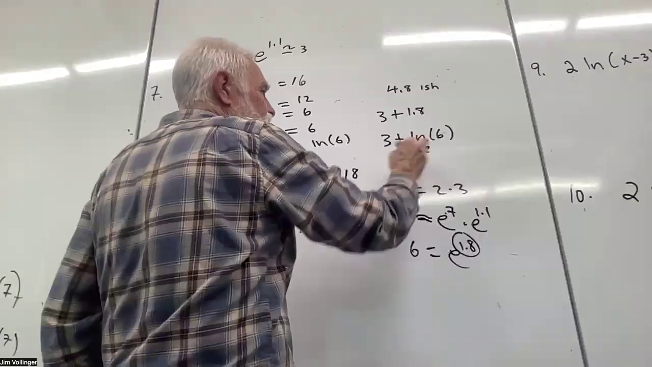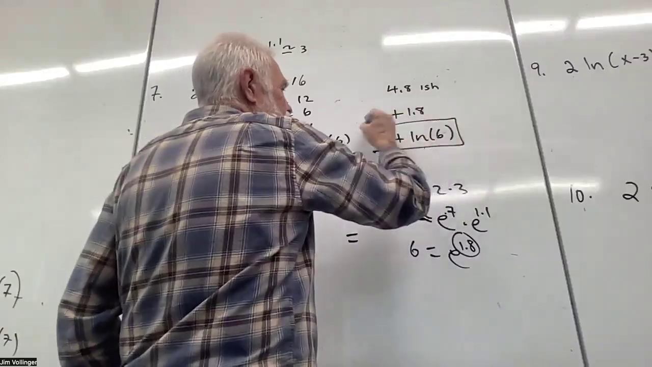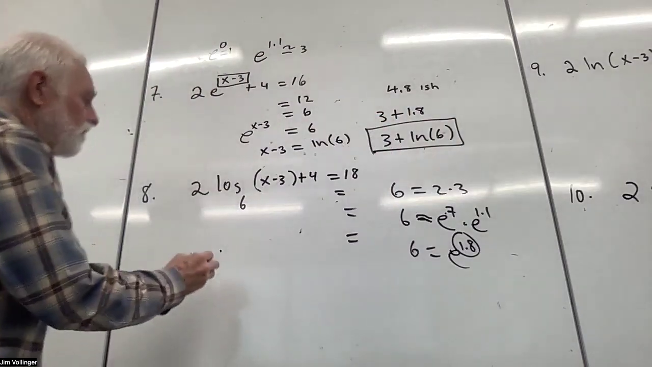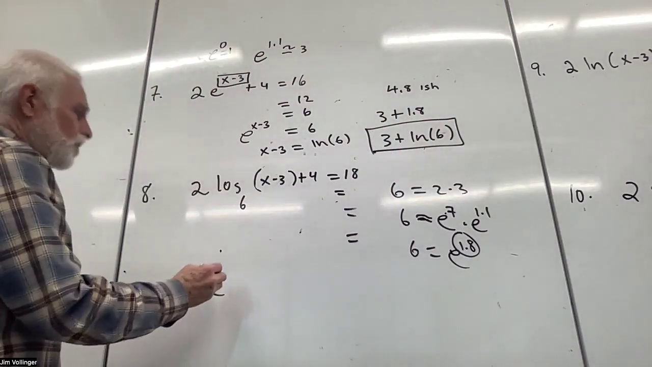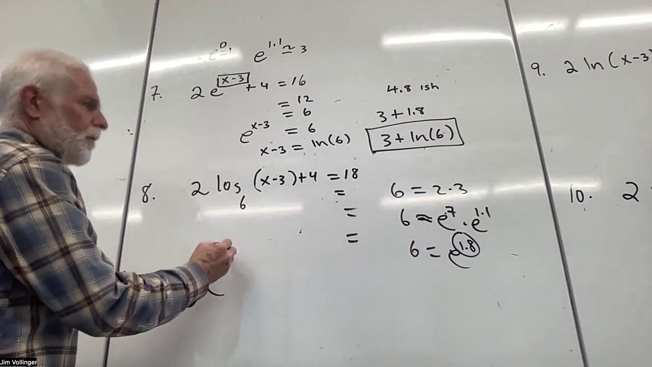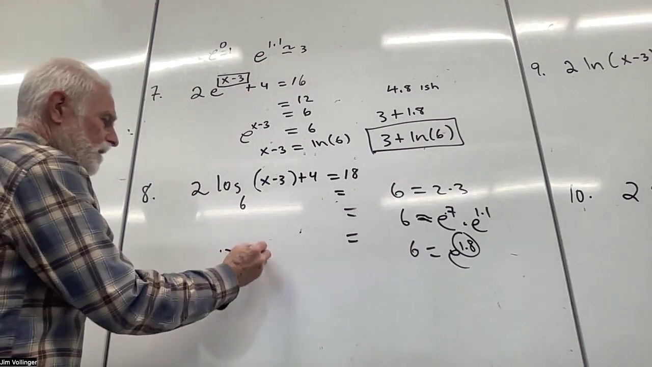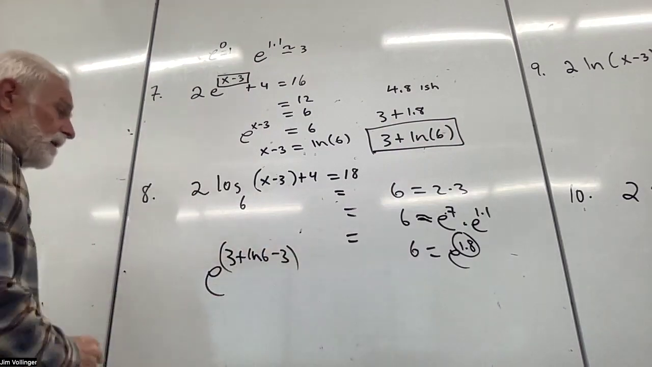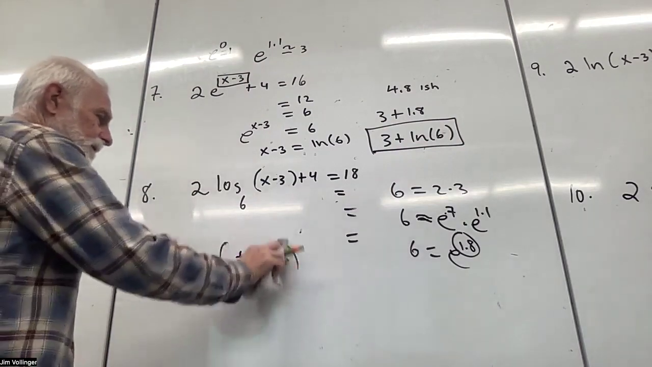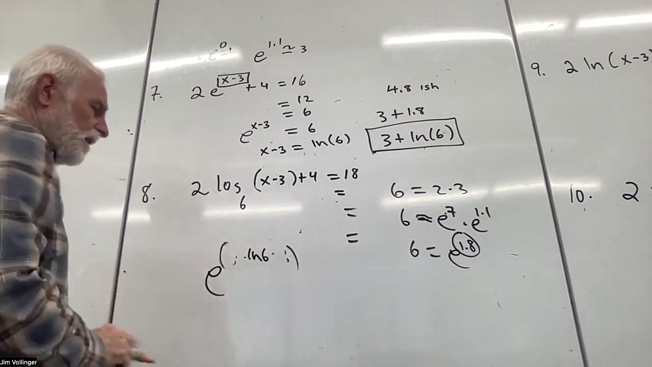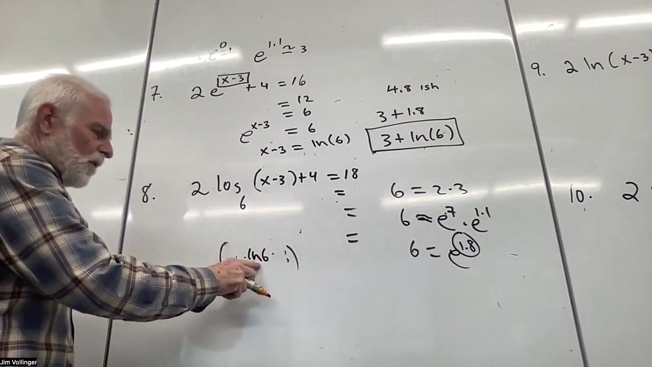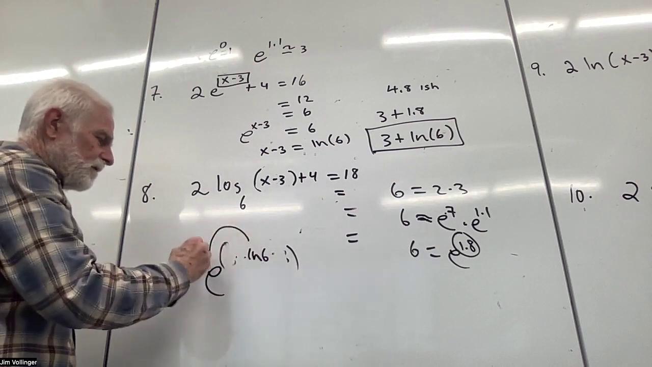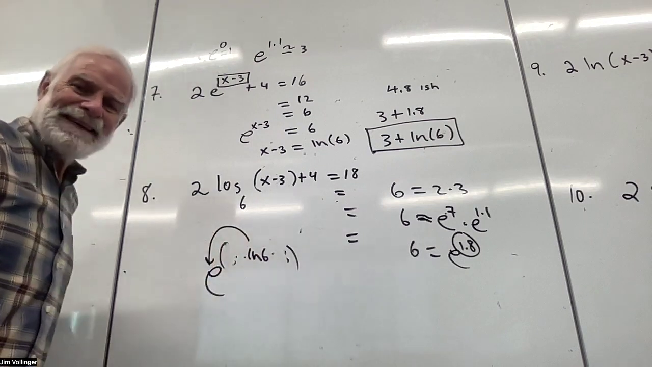My exact answer is this. Doesn't hurt to put that in here right now. Let's do e to the 3 plus ln of 6 minus 3. Let's see what we get. See if we get 6. Well, I see the 3's canceling. And this is saying, I now have the exponent I put on top of e to get 6. Well, guess where that exponent is? It's on top of e.